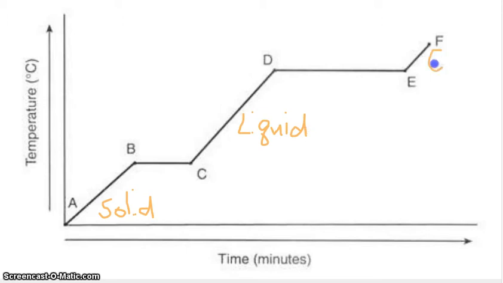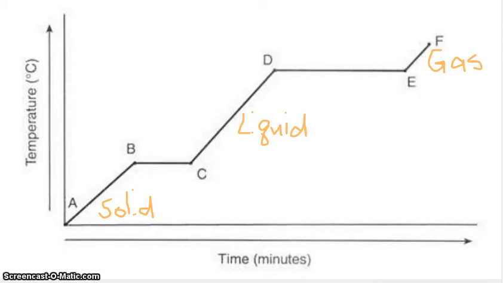Segment E to F is a gas. Okay, so in each one of these where our segment has a positive or increasing slope, or it looks like it's increasing in value, that is where we only have one state of matter being heated. So from A to B, it's just a solid piece that's being warmed up.